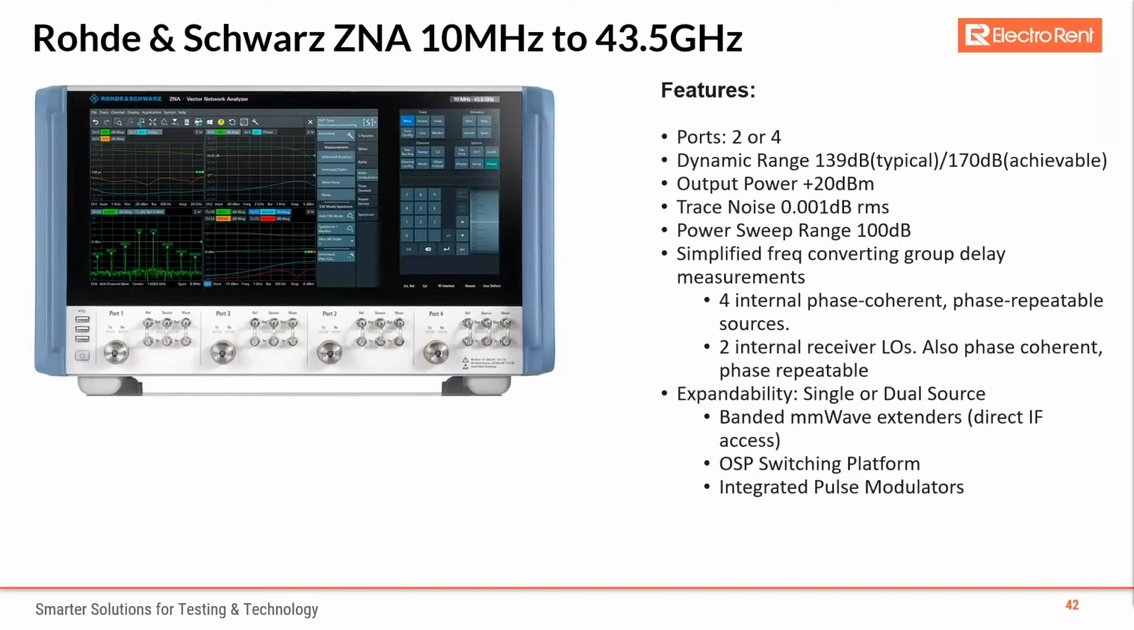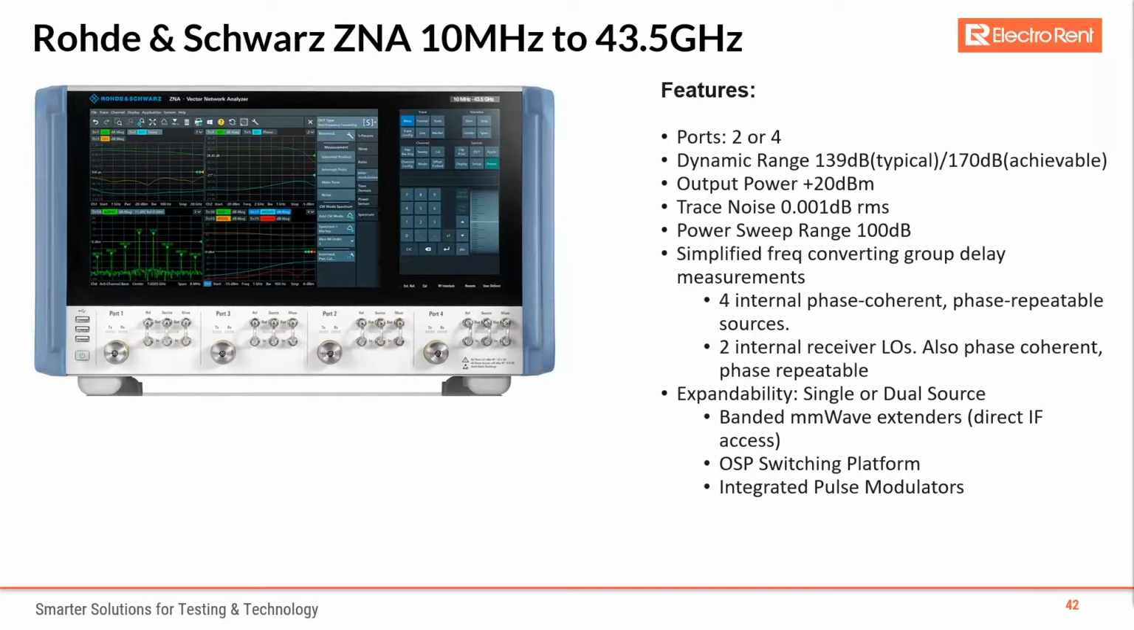Rohde Schwarz has their ZNA series vector network analyzer, a very high-end analyzer that's also available in 2 or 4 ports. Has an excellent dynamic range, typically about 139 dB, and can actually be extended to 170 dB. Low trace noise and good output power capability. Also, they have 4 internal phase coherent, phase repeatable sources. It can be had with a dual source, of course, in a 4-port model, or single in a 2-port, or dual source availability in their 2-port as well.